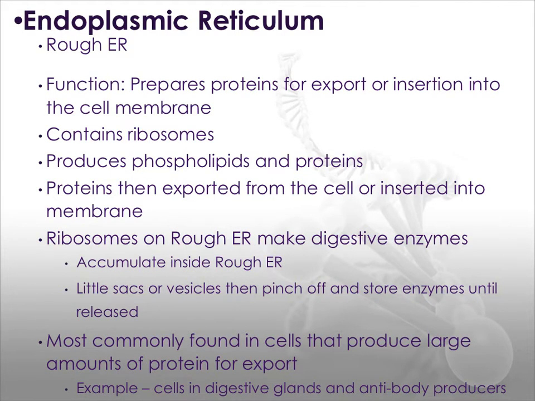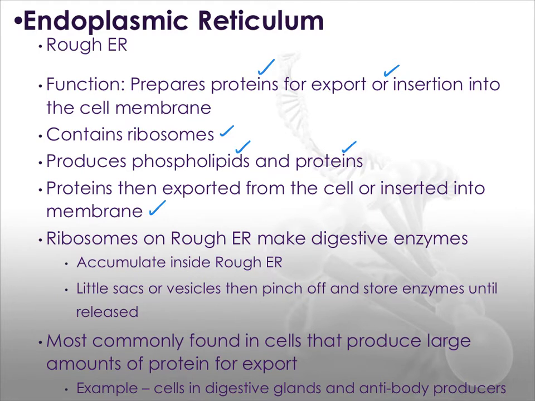Okay, so rough ER, we kind of already said a little bit of this. The function is to prepare proteins for export or insertion into the cell membrane. So we're making proteins and getting them ready to be used correctly. It contains ribosomes, which we've said. It produces phospholipids and proteins. So it's making a couple things, not just proteins, but also phospholipids. Proteins are then exported from the cell or inserted into the cell membrane, so they go to where they are supposed to go and be used.